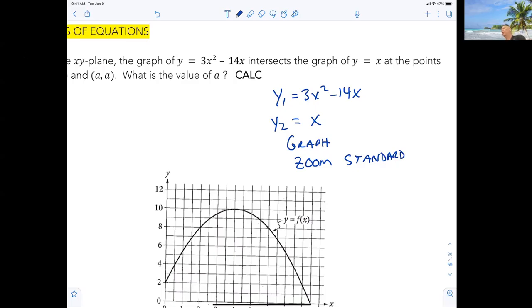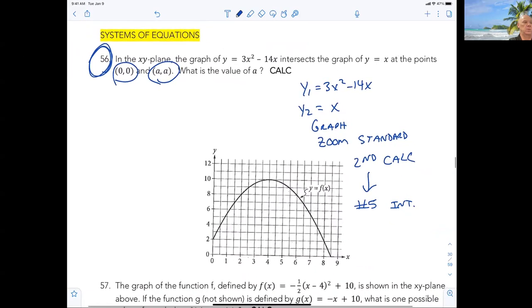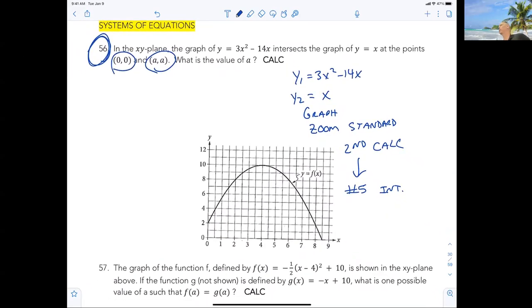Now, if you look at your zoom standard, can you see the intersections now? All right. So then remember, you hit second calc, then you go down to number 5, which is intersection. And then once you hit second calc 5, hit enter, enter, enter, and bingo. All right. There are two options, right? They already gave you 0, 0. So you're trying to find the other one. And what was the other point of intersection? What was it? 5, 5. Do you agree how simple that is now?